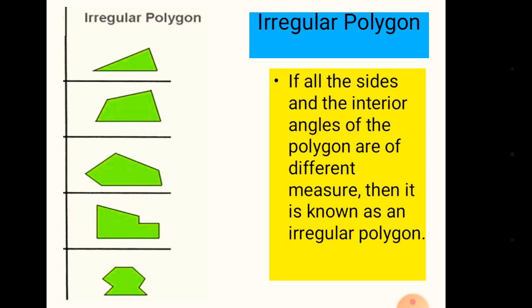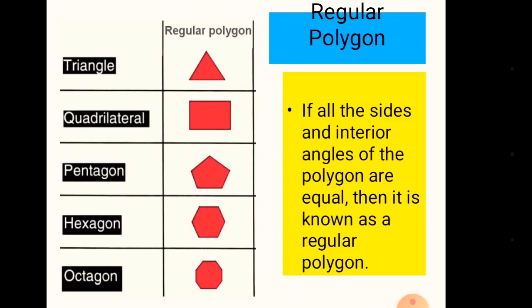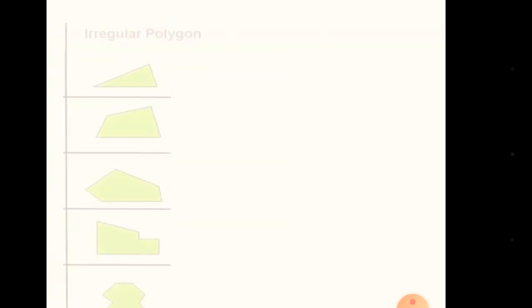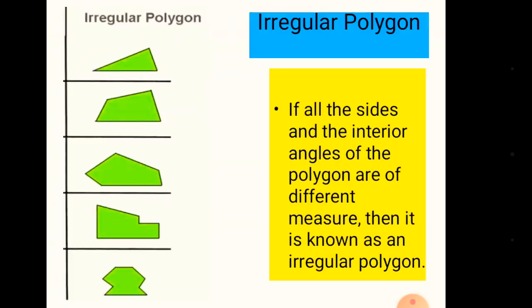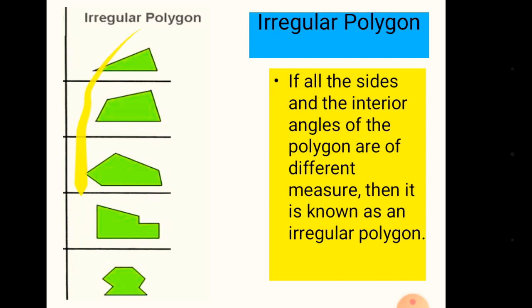If all the sides and the interior angles of the polygon are of different measure, then it is known as irregular polygon. For example, in this first figure you can see that all three sides are not equal. This is longest and this is short and then this is again of different measure. So all the side lengths are not equal, also angles are not equal. So these polygons are examples of irregular polygon. These all are the examples of irregular polygon where sides and angles are not equal.